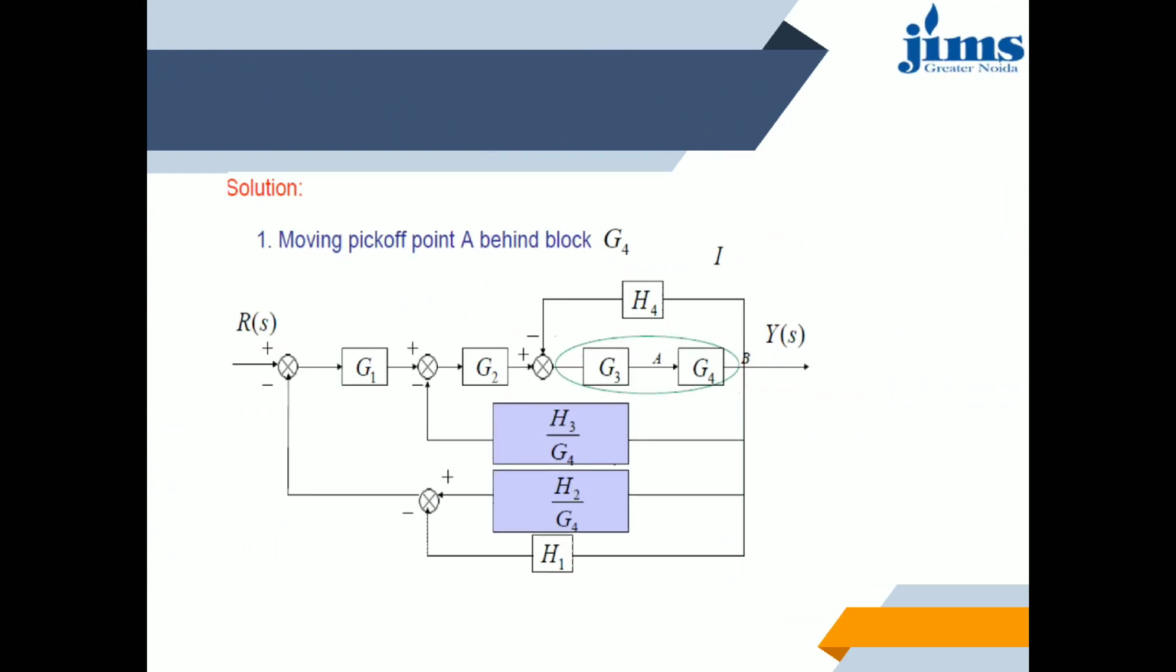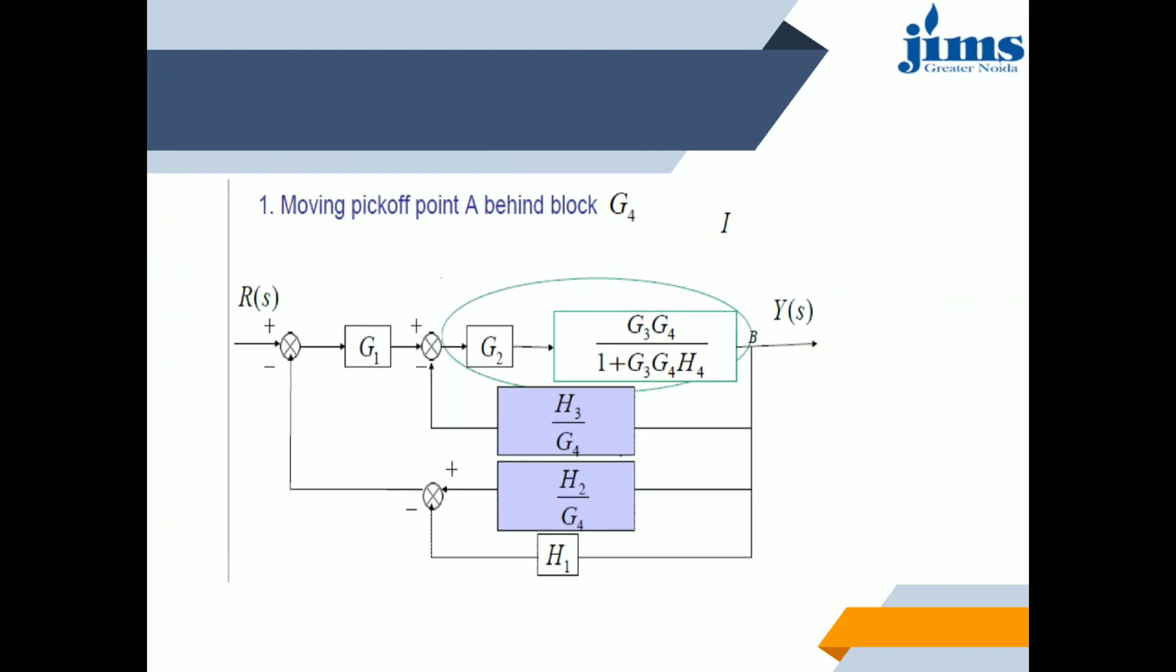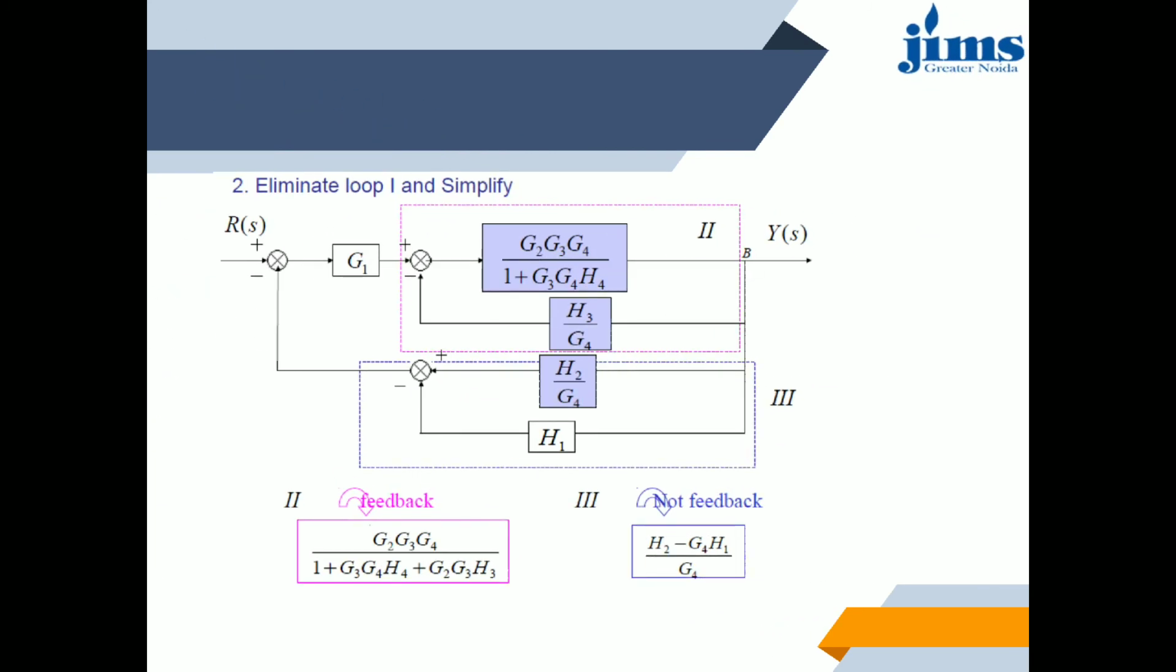So by eliminating this feedback, this closed loop will be having G3 G4 as system gain, H4 as a feedback. So this will become G3 G4 H4. That will give you G3 G4 divided by 1 plus G3 G4 H4. Again we'll be having G2 as cascaded with this block. So next we are having a closed loop. So this will give you G2 G3 G4 divided by 1 plus G3 G4 H4.